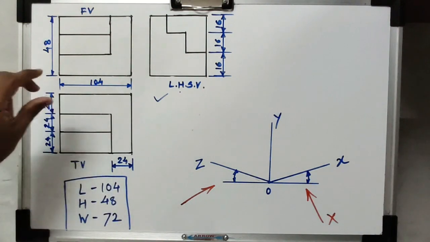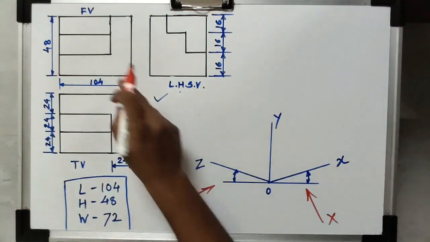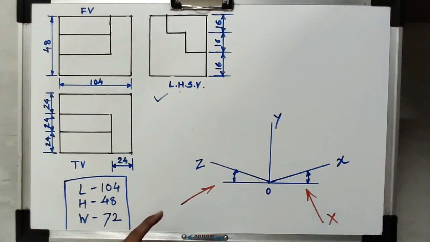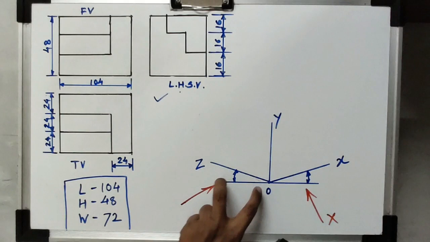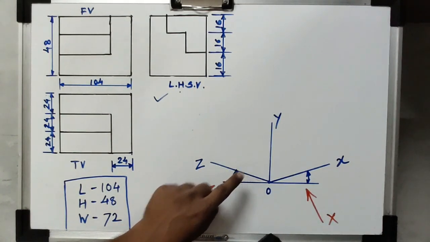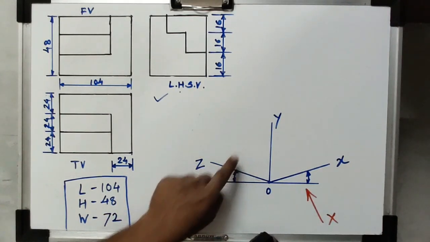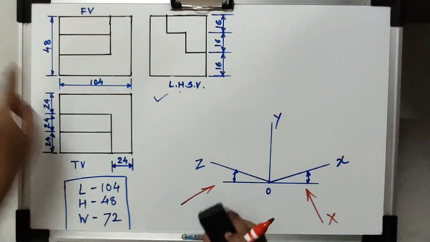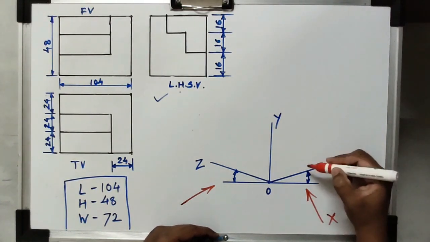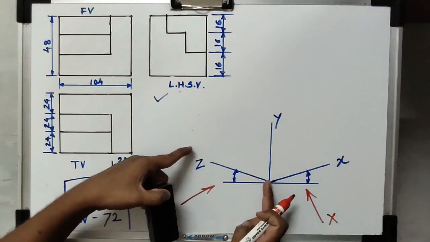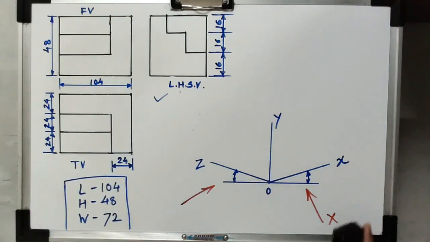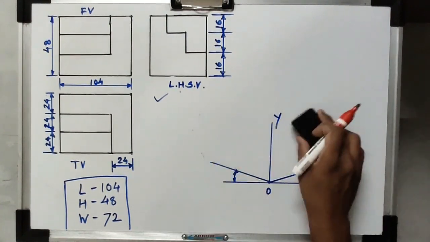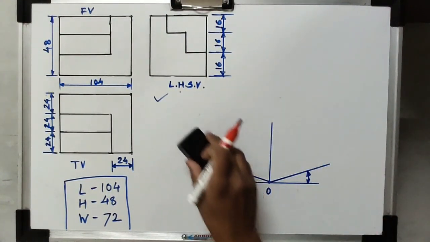In some cases only two views will be given to us, the front view and left hand side view, or the front view and right hand side view. In that case also we decide in the same way. If the left hand side view is given, it will be observed from the left direction, so the front view goes towards the right side. If the right hand side view is given, it is visible from this direction, and the front view will be represented on the left side inclination line. I hope all of you understood how to decide the front view directions and which dimension is represented on which side.